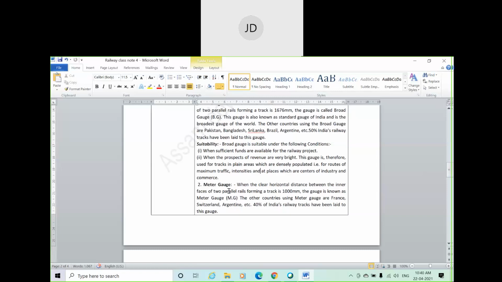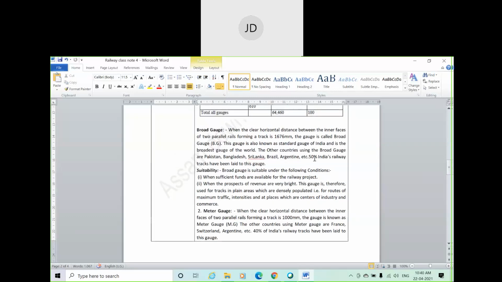Next, let's discuss meter gauge. With the same definition, when the clear horizontal distance between the inner faces of two parallel rails forming a track is 1000 millimeters, the gauge is known as meter gauge, in short MG. Other countries using it include France, Switzerland, Argentina, etc. About 50% of Indian railway is made of broad gauge, and about 40% is made of meter gauge.